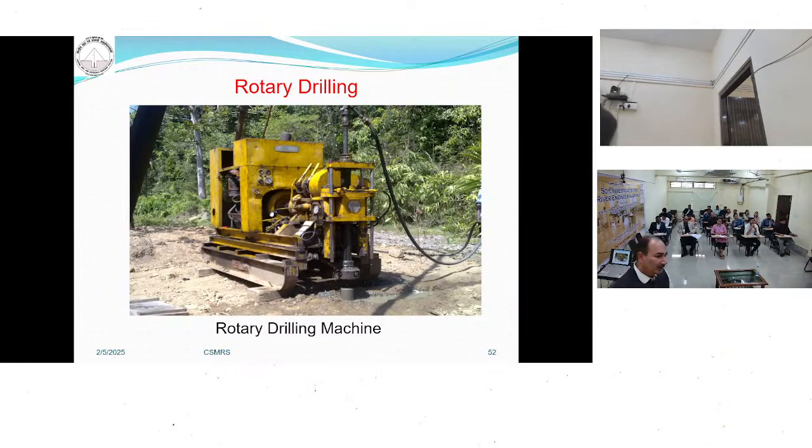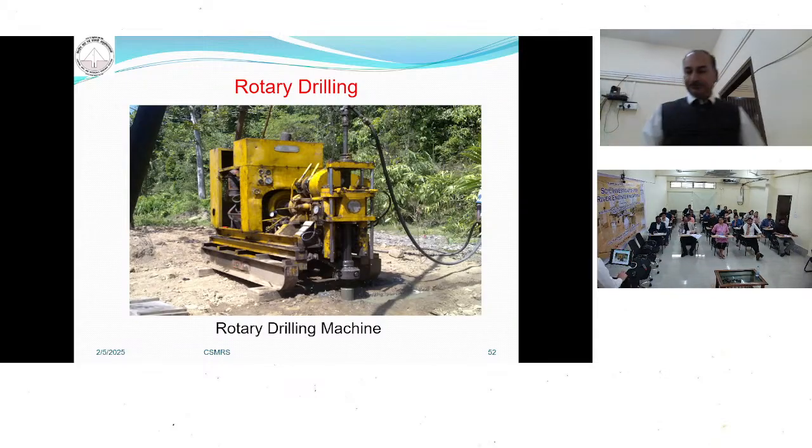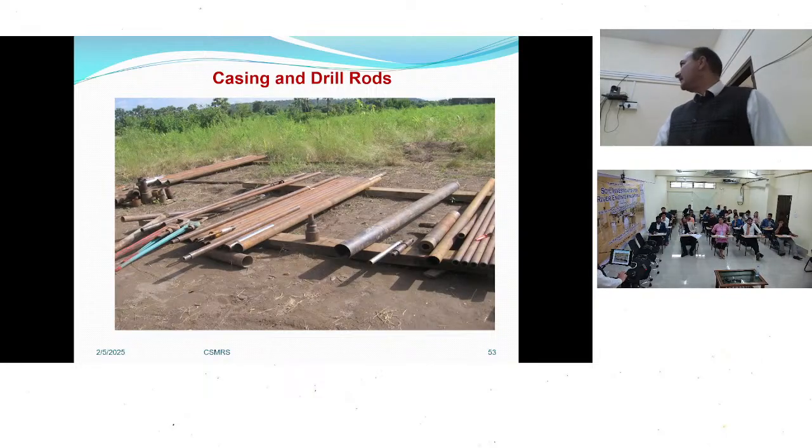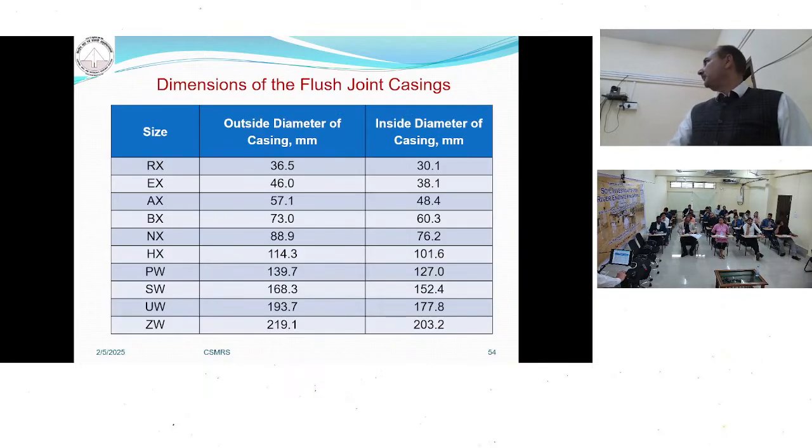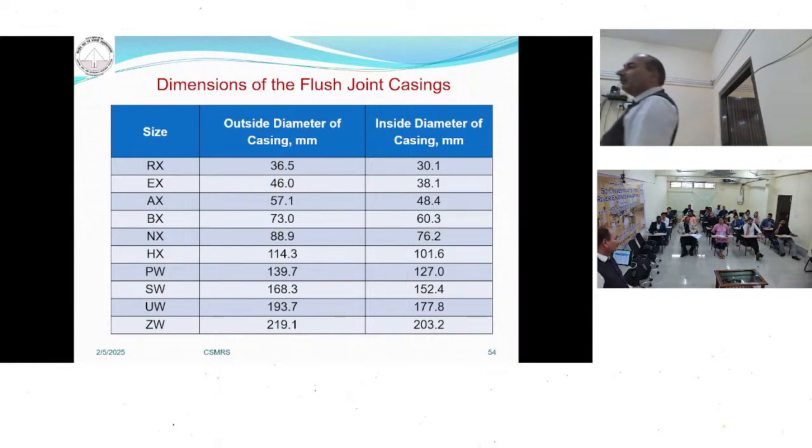What we do here, the chuck is here. This chuck is rotating with the help of the water, and the drill rod is passing through that. At the end of that drill rod, some drill bit is attached. That could be a diamond core and so on, and that makes the hole in the ground. Whatever the material is there, the water passes through it, and that material is passed out. So these are the casing and the drill rods. By this method, we make different sizes of boreholes.